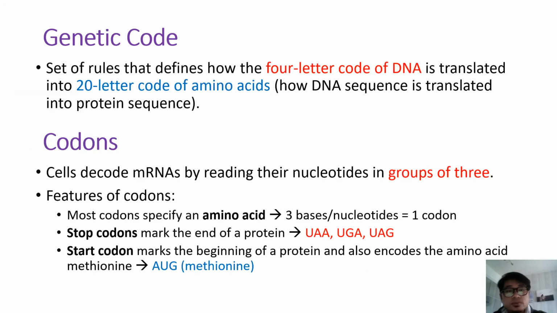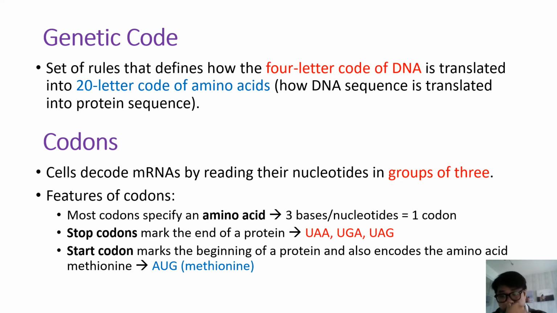Okay. So what is a genetic code? The genetic code is a set of rules that define how the four-letter code of DNA, which is TACG, is translated into the 20-letter code of amino acids. So from four letters, it can produce 20 different amino acids. This is how the DNA sequence is translated into protein sequence.